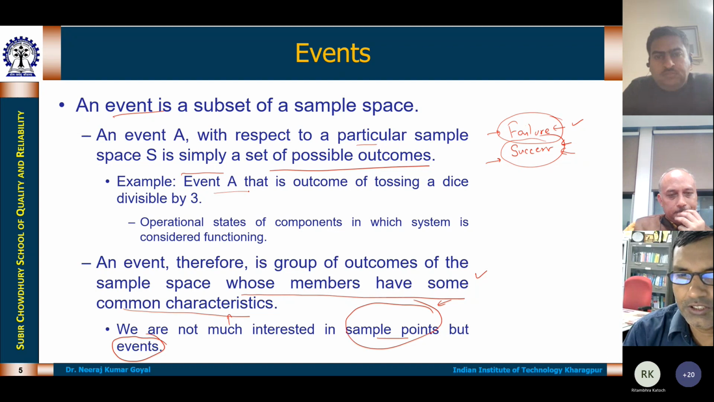Like, we are interested in an event that if we toss a dice, the number will be divisible by 3. So that means 3 and 6 will be the sample points which fall in this event. So a set of 3 and 6 will be called an event.